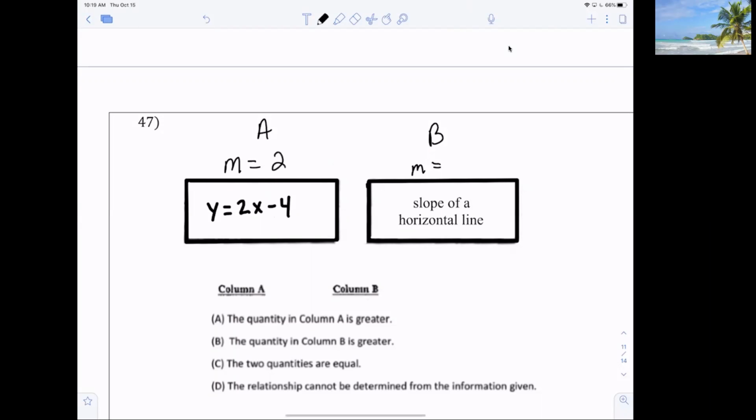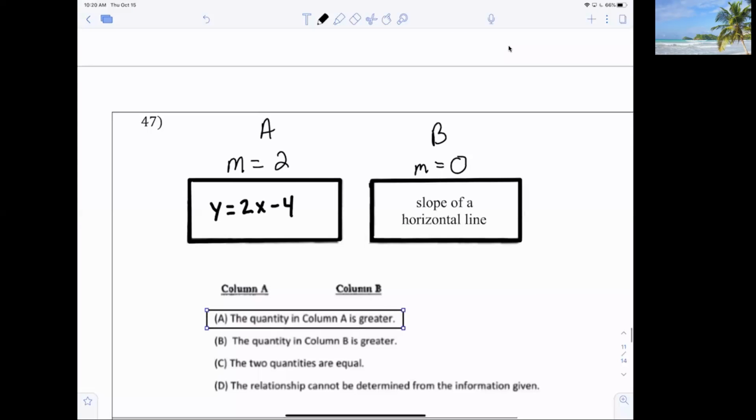2, or 2 over 1, yes. What's the slope of column B? What's the slope of a horizontal line? Say it, 0, thank you. The slope of a horizontal line is 0. So which one is the correct answer? A is correct. All right, anybody have any issues with that?